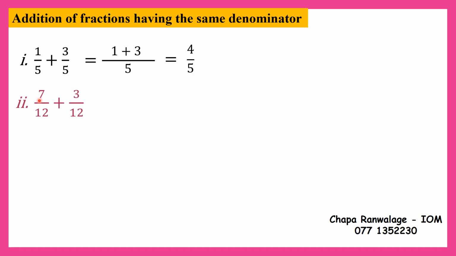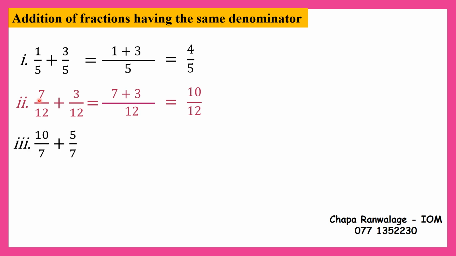Second example, 7/12 plus 3/12. How can we simplify this? Again we can see the denominators are equal. Then we can write the common denominator as 12, and we can add 7 and 3 together. So 7 plus 3 becomes 10. Then the final result should be 10/12.